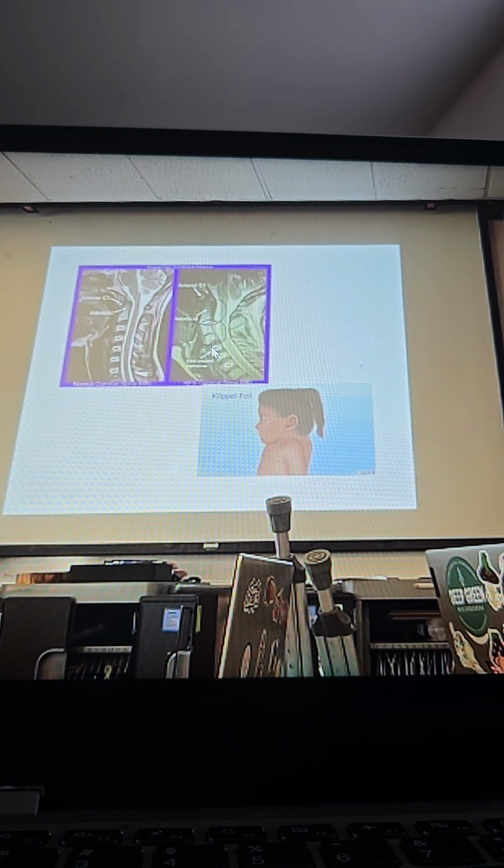Klippel-Feil syndrome is where you basically don't have a neck. And then you also have those vertebrae get collapsed down. And then there are lots of other disorders with different names.